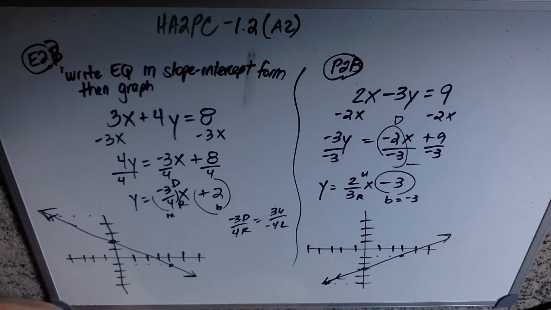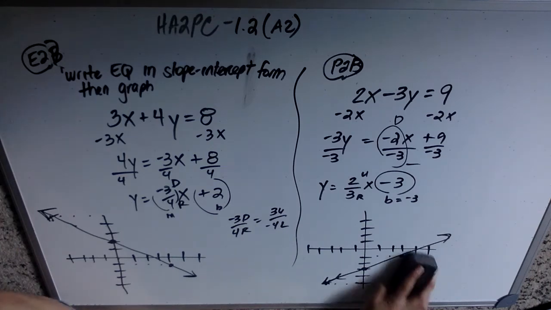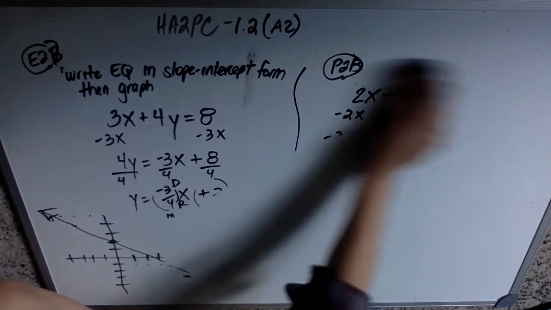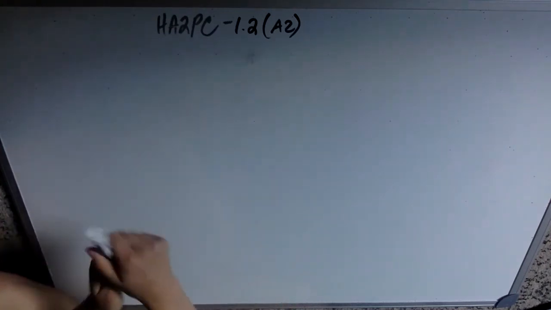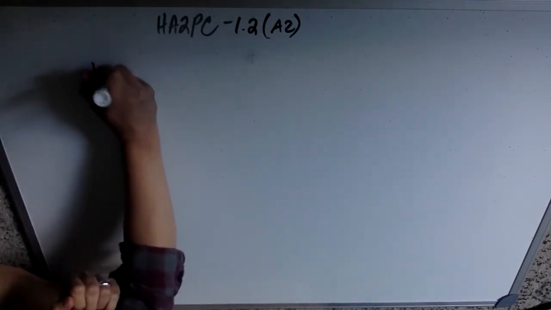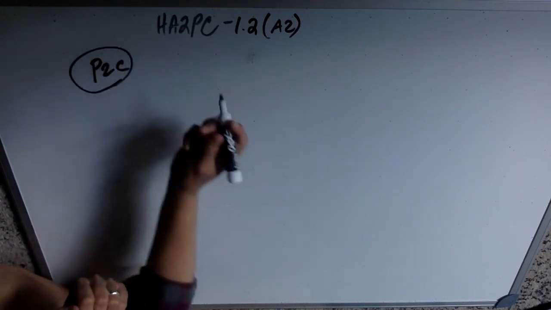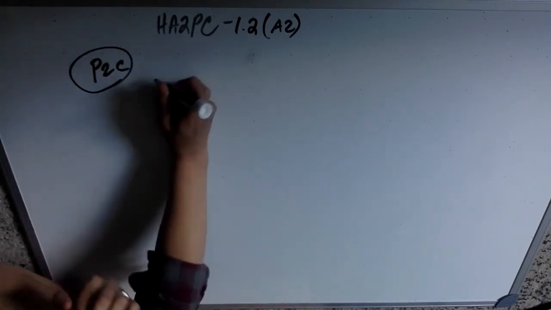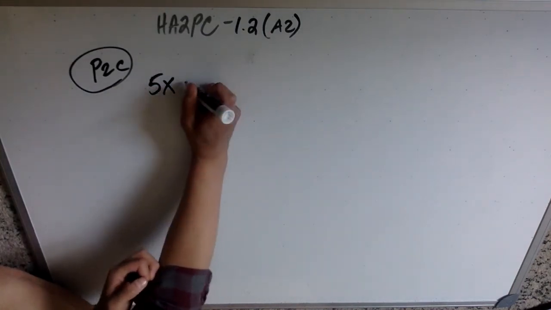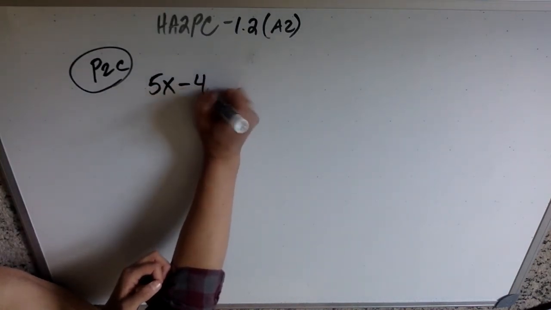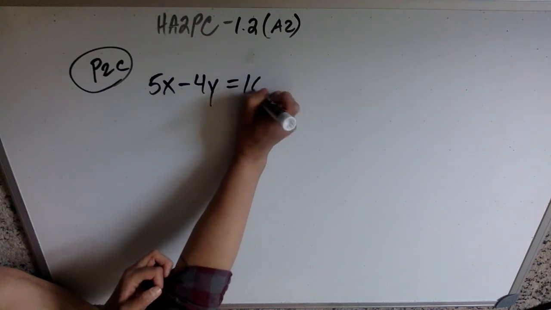Cool. All right. I technically am supposed to move on to example 3, but I'm going to throw you one more challenge problem. So I'm not actually going to do you an example of this one, but we're going to do the same thing. So we'll call this P2C. I'm going to give you the same exact task, but with a slight bit more challenge. So let's do 5x minus 4y equals 10.